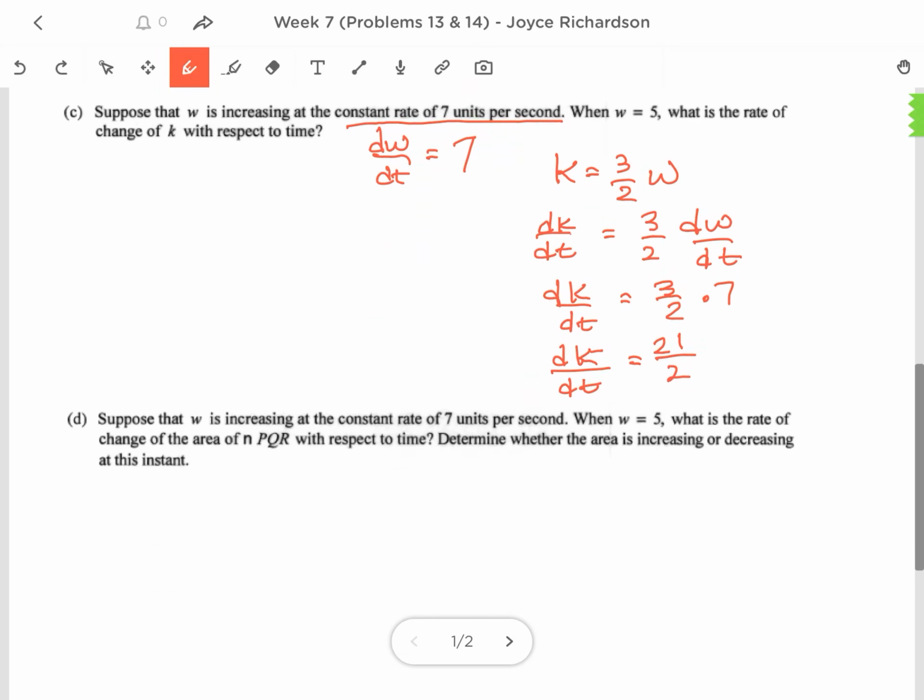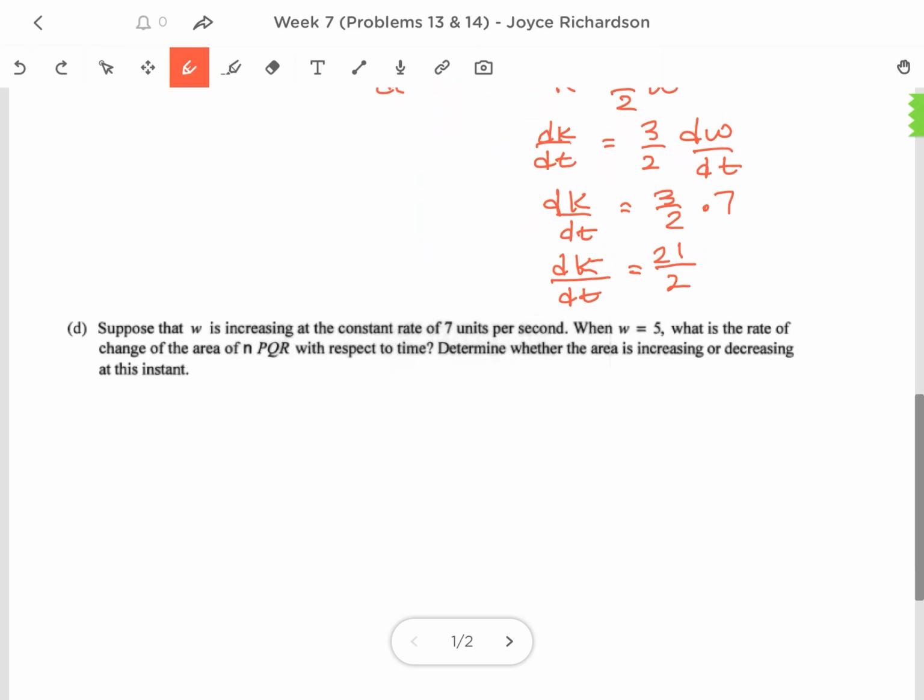Now, the last one, it says suppose that w is increasing at a constant rate of 7 units per second. Again, you know that dw/dt is equal to 7 units per second. When w equals 5, what is the rate of change of the area? So you want dA/dt of this triangle. Determine whether the area is increasing or decreasing at that instant.